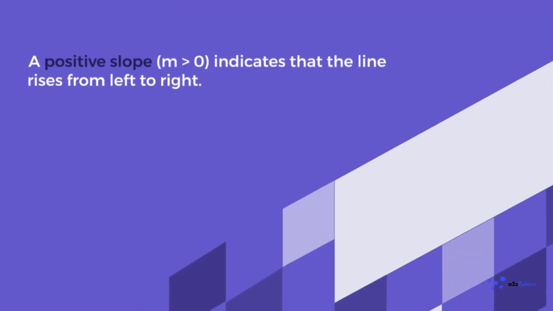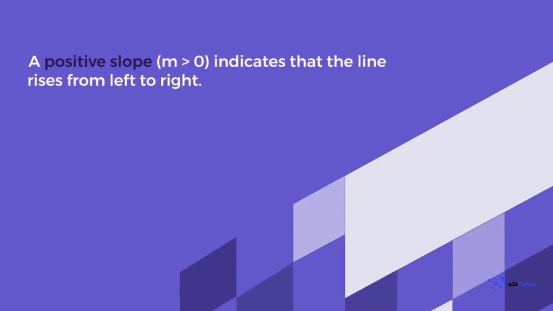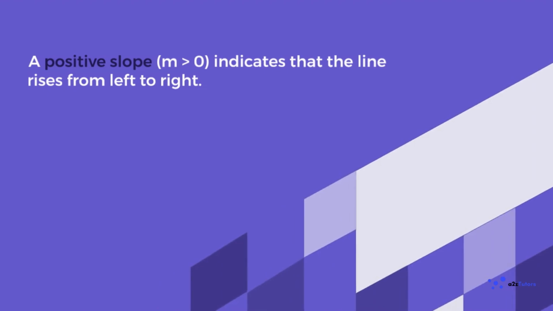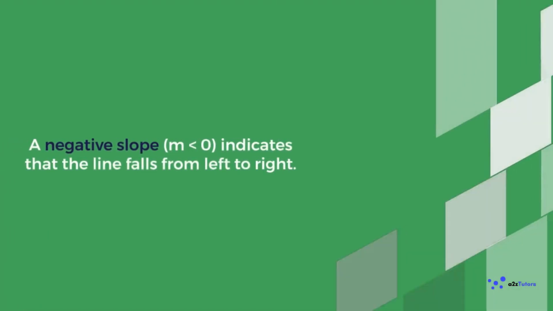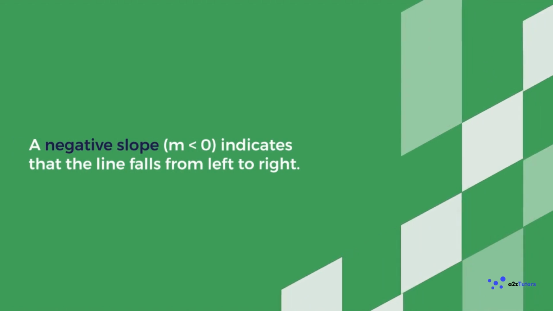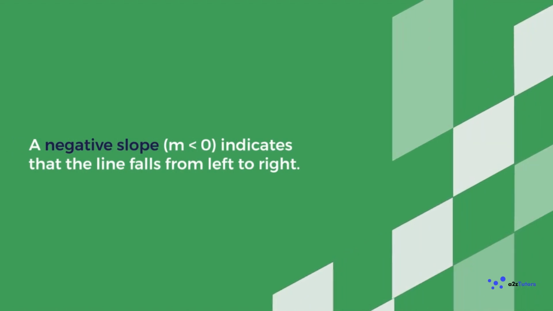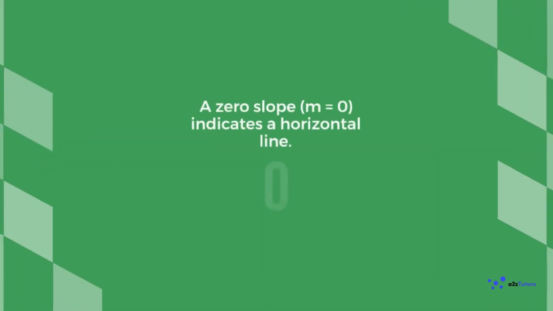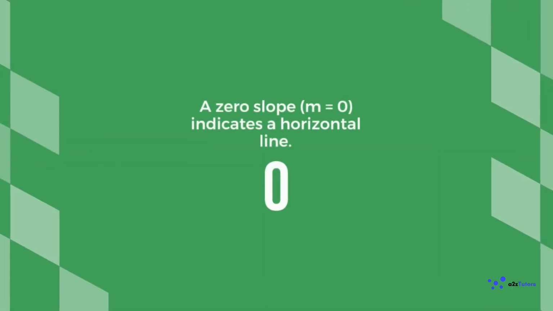A positive slope, m greater than 0, indicates that the line rises from left to right. A negative slope, m less than 0, indicates that the line falls from left to right. A zero slope, m = 0, indicates a horizontal line.